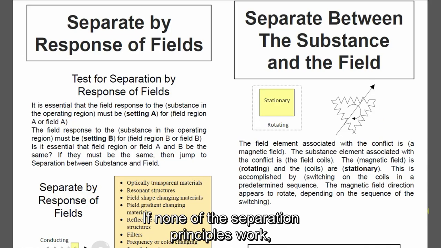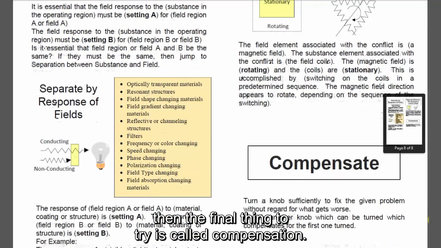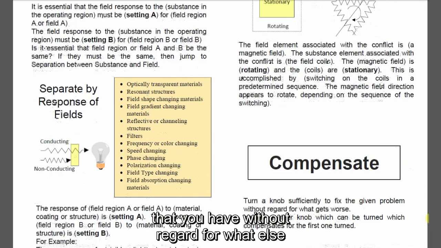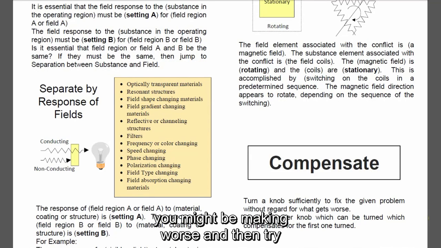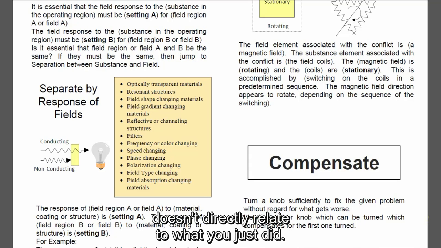If none of the separation principles work, then the final thing to try is called compensation, and that's when you basically just address the concern that you have without regard for what else you might be making worse, and then try to compensate for that through some other way that doesn't directly relate to what you just did.